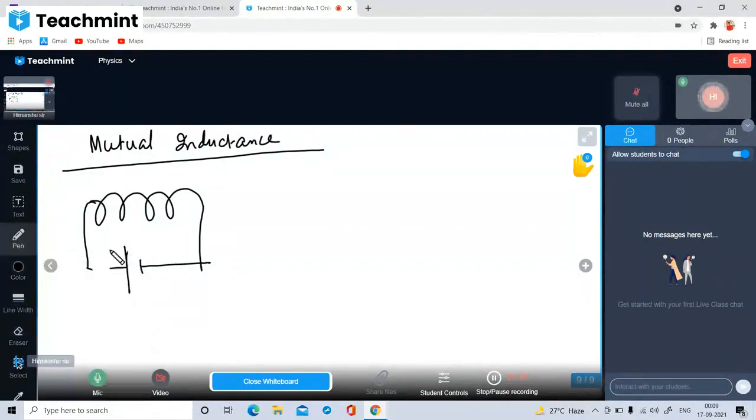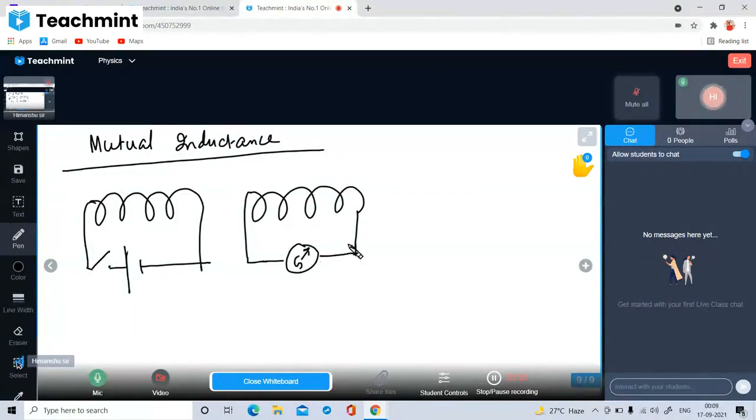Now another coil is residing near it, and we can put a galvanometer for the detection of current. When we switch on, the current linked with the battery is increasing. This circuit's current is flowing in this way. That means here it is south pole, here it is north pole.